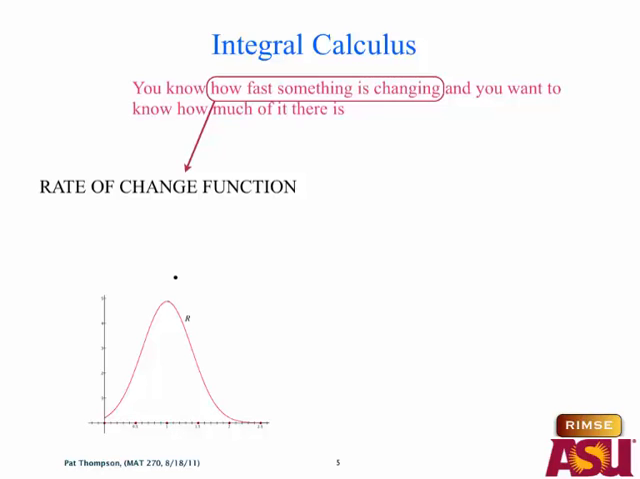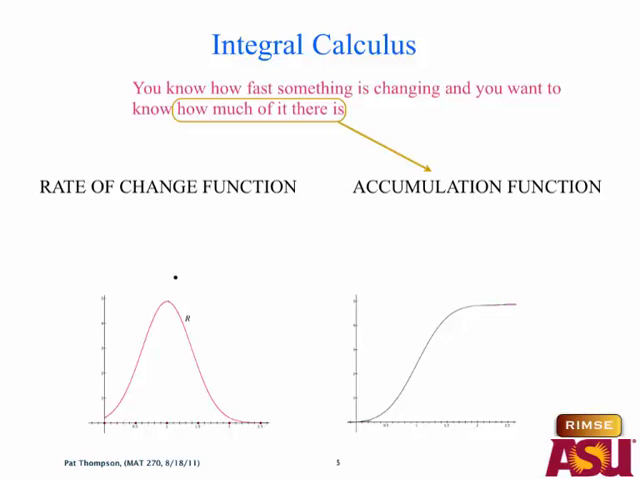Okay? And so we know how fast something's changing. We want to know how much of it there is. Well, that's our accumulation function. And I'm showing you now an exact accumulation function. This is no longer a piecewise linear function. This is a curve. That's the exact accumulation function corresponding to this rate of change function.